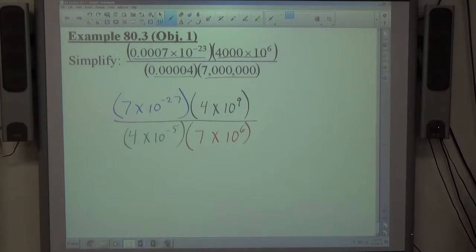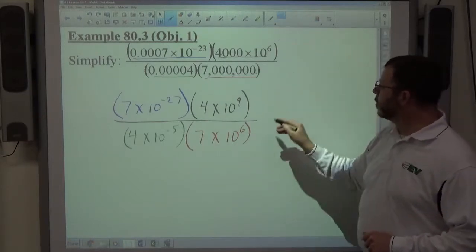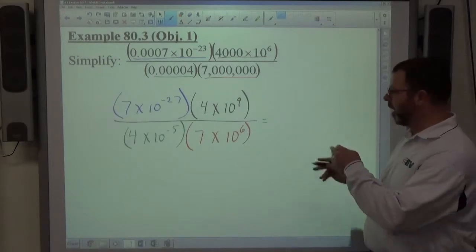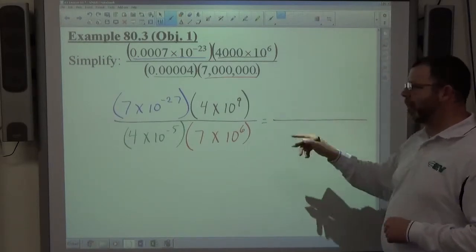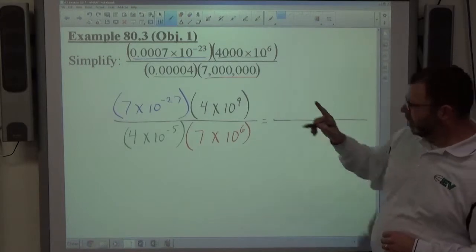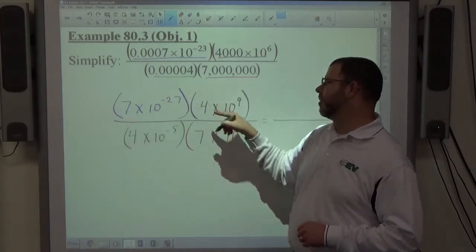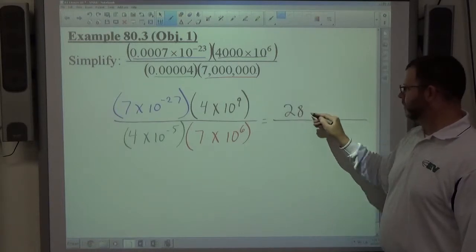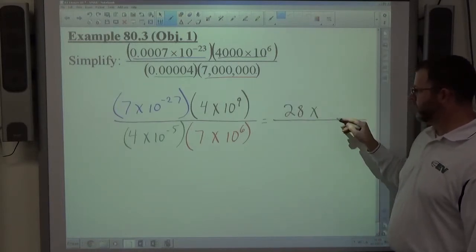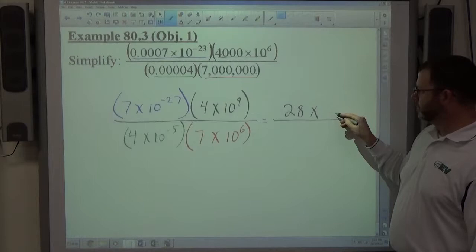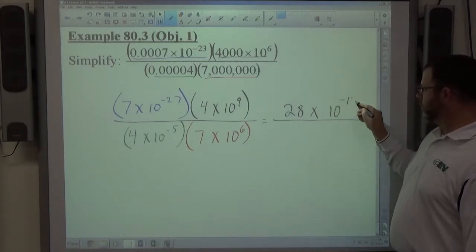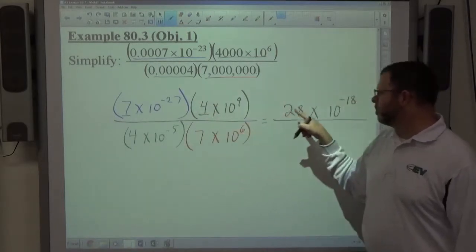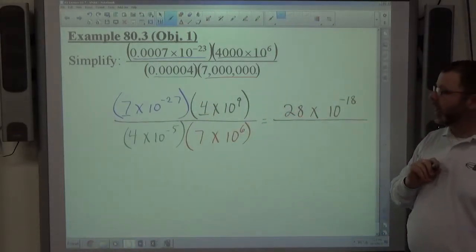We're ready to go. Next thing we want to do after we get everything converted to good scientific notation is multiply the top times the top and the bottom times the bottom. So Amber, give me 7 times 10 to the negative 27 times 4 times 10 to the 9th. What do you get? 28 times 10 to the negative 18. Perfect. So the abscissa of 7 times the abscissa of 4 gives me the new abscissa of 28.